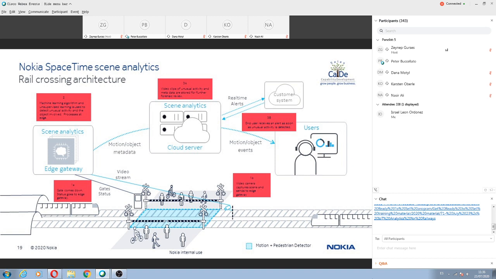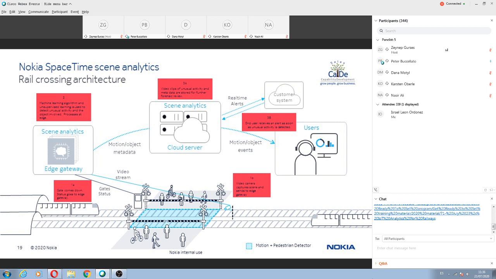From the flow perspective, let me take you through this hopefully really quickly. This is a very important slide. I would look at this as a really nice reference slide for your future use. If you look at the bottom, at number one, there are two things that we do within the Scene Analytics gateway. The first is that we have a plugin that is communicating with the rail crossing system to understand when the gate is up and when the gate is down.